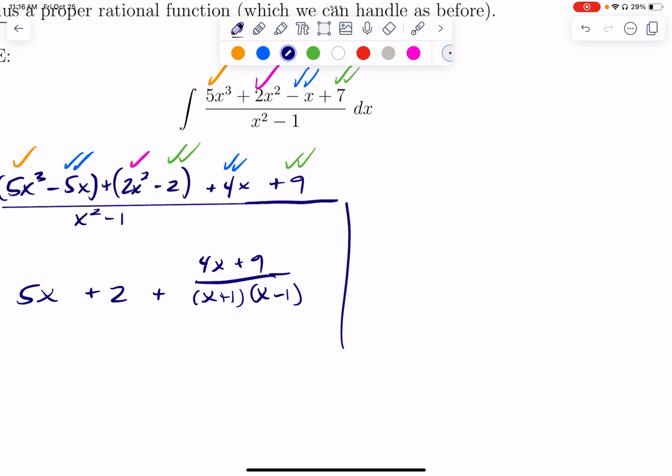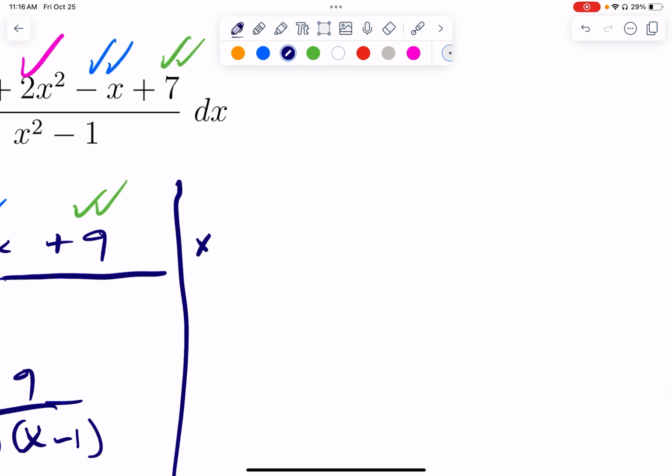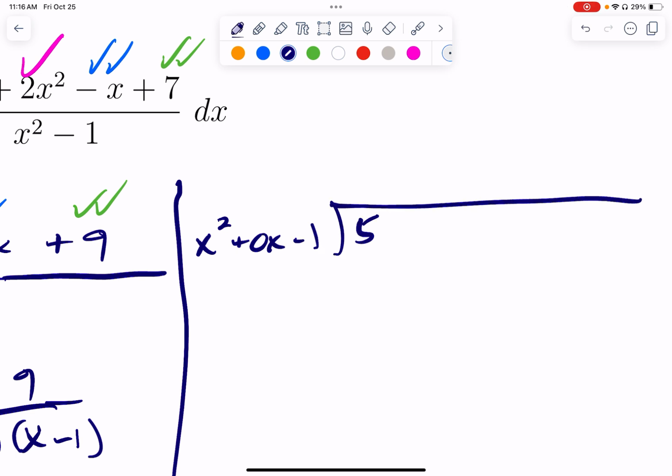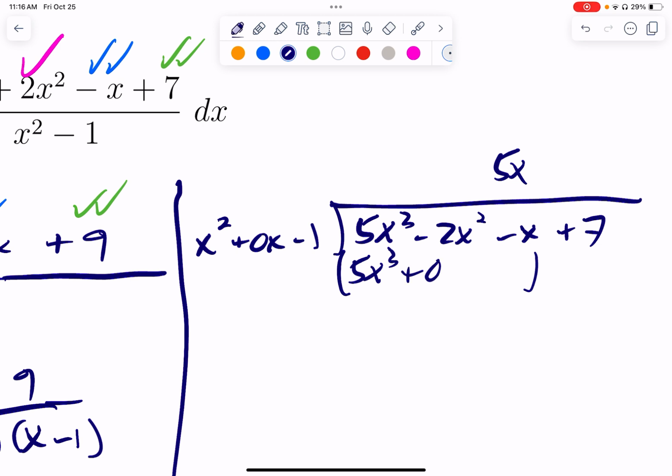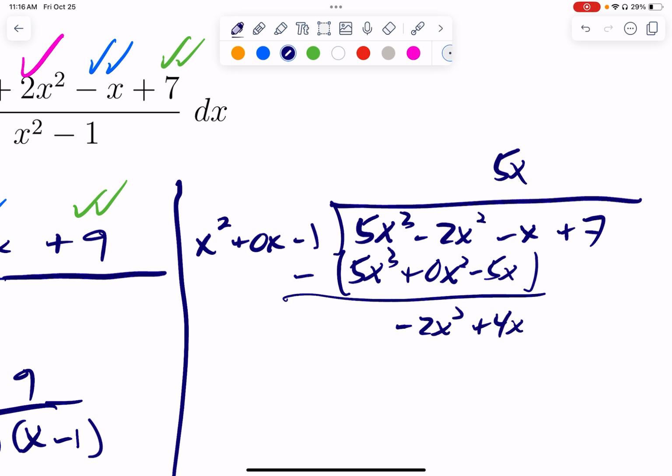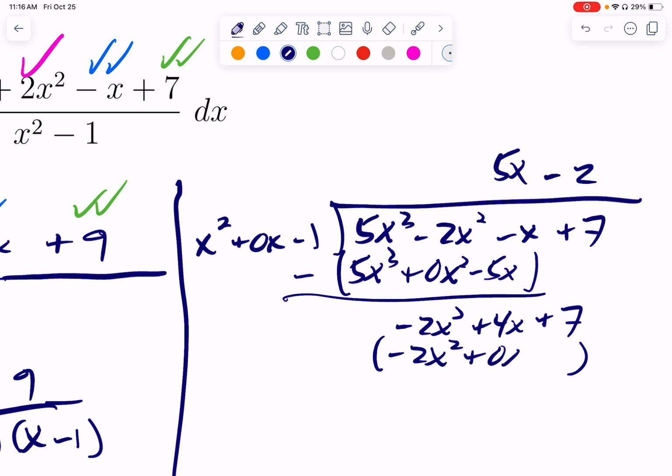Before we do that, another way of getting here, if you want to be a little more systematic, we can roll up our sleeves and officially do polynomial long division. I think you all learned this in pre-calc. x squared into 5x cubed goes 5x many times. 5x times that denominator is 5x cubed plus 0x squared minus 5x. If I subtract, here I get negative 2x squared. Here I get 4x, bring down the 7. Now it goes in negative 2 times. Negative 2 times my divisor is negative 2x squared plus 0x.